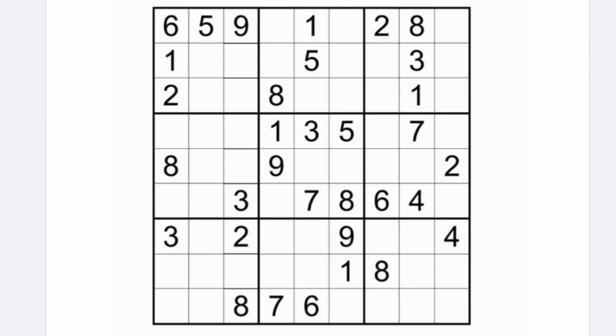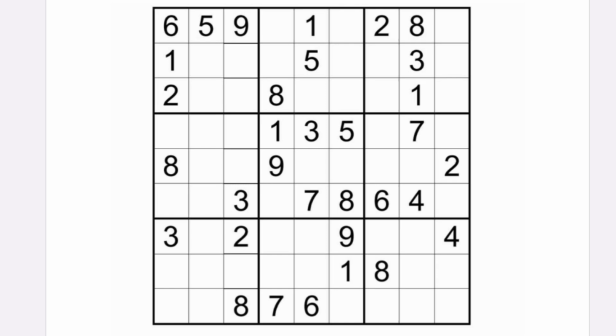The aim of a Sudoku puzzle is to fill in the grid so that each row, each column, and each box contains all the numbers from 1 to 9. As I said, the level of Sudoku that I am using right now is medium level, and usually the grid is 9 by 9. So let's start. Sudoku puzzles are a fun and challenging way to exercise our brain.